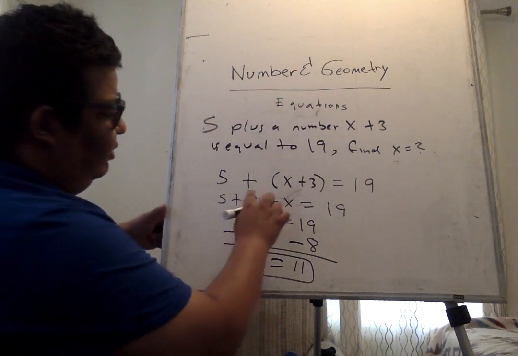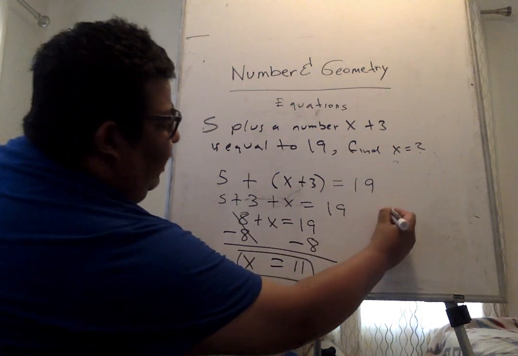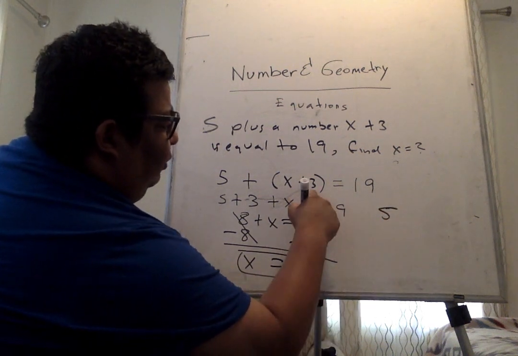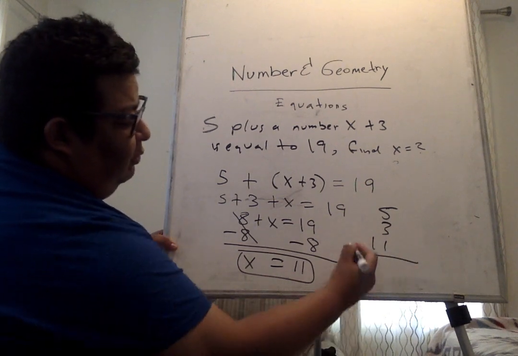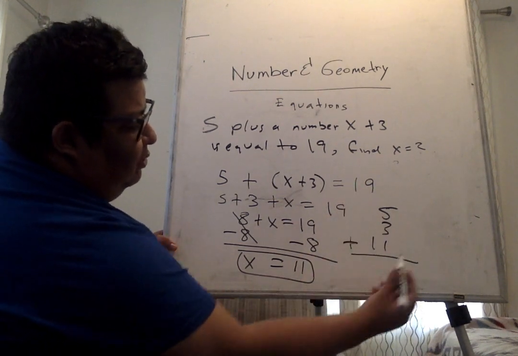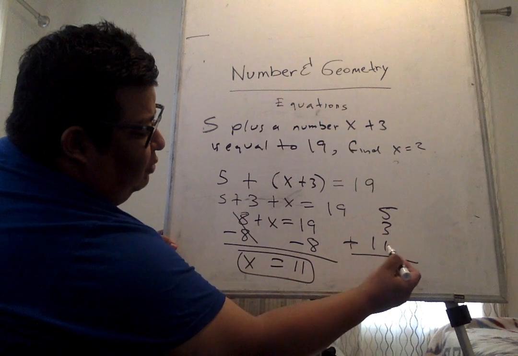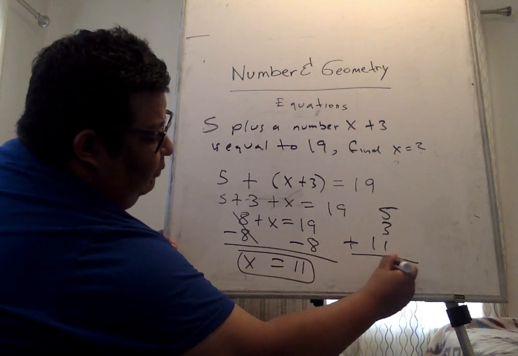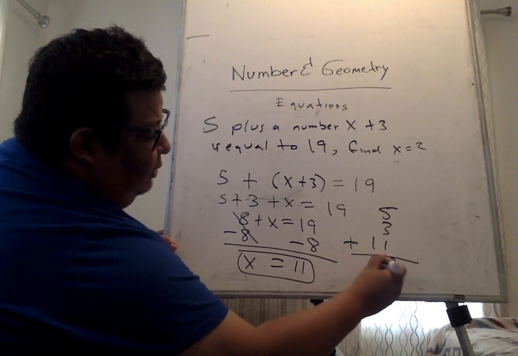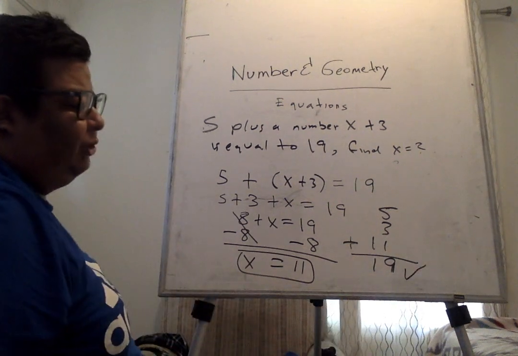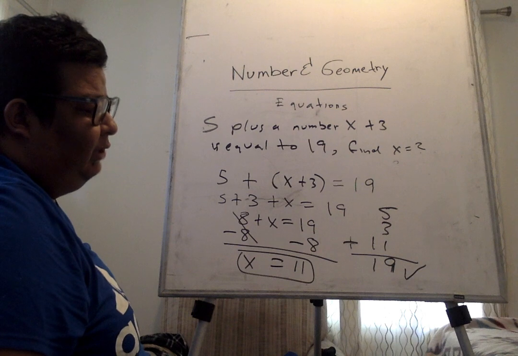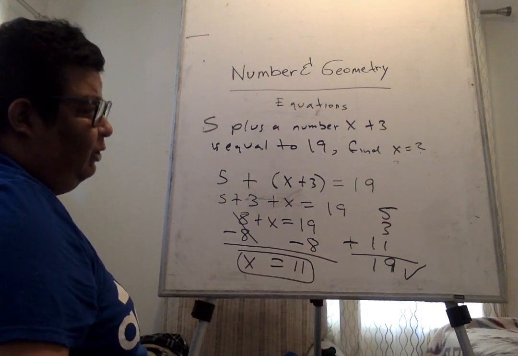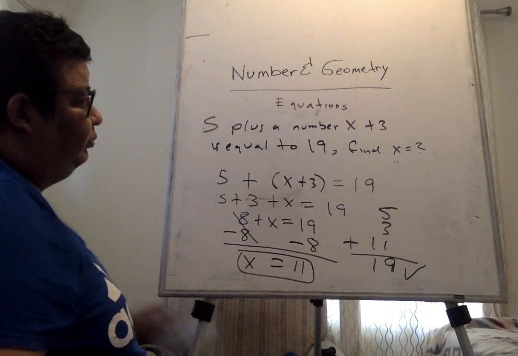And you can check it, because look, 5 plus 3 plus 11 should give us 19. So let's see, 5 plus 3 is 8, 8 plus 1 is 9, and 1 brings it down, so 19. So that works out. That's our solution to our first problem. Let's go to our second example.